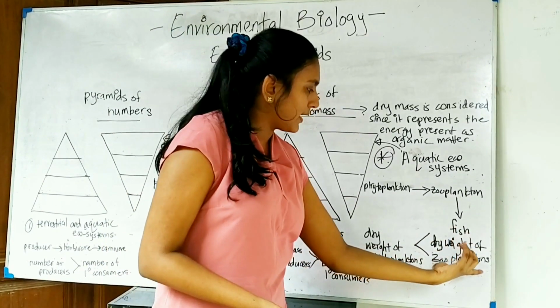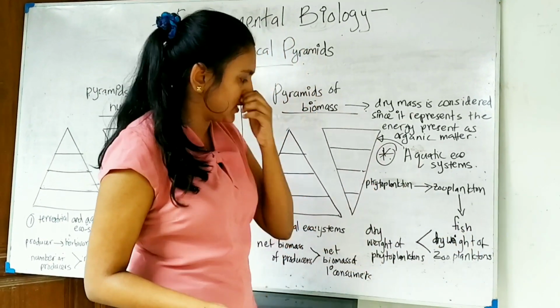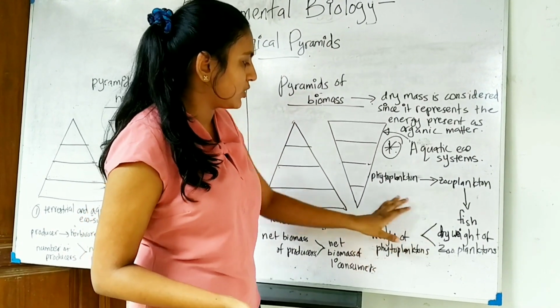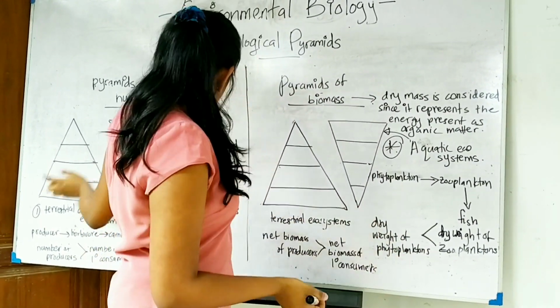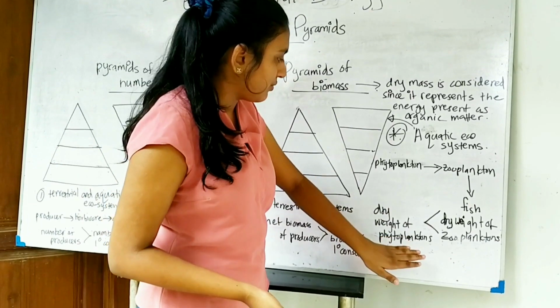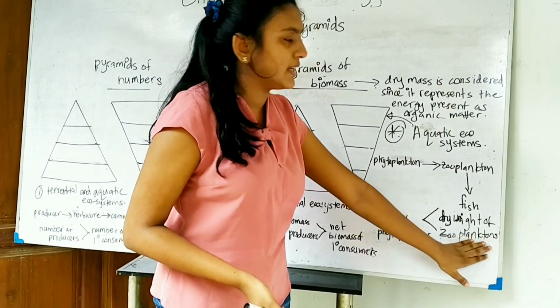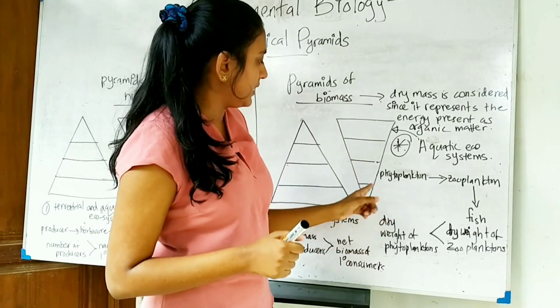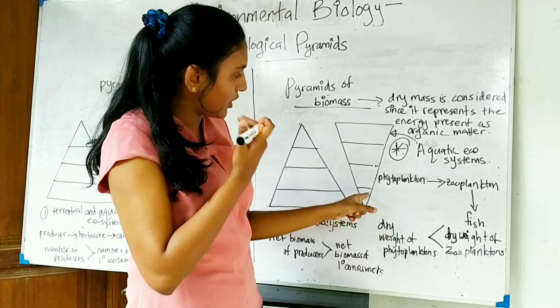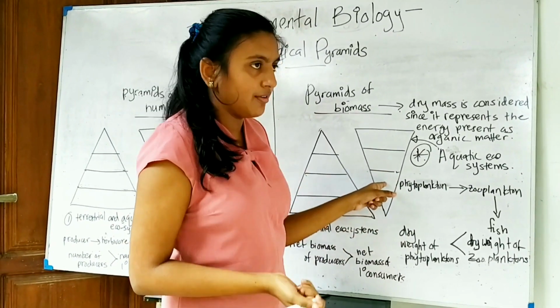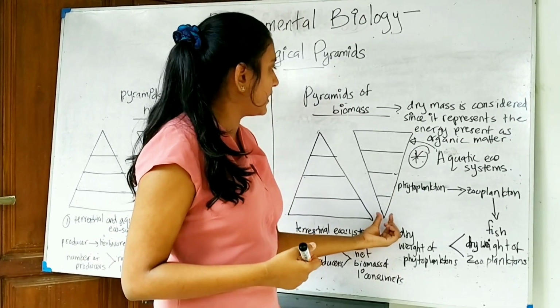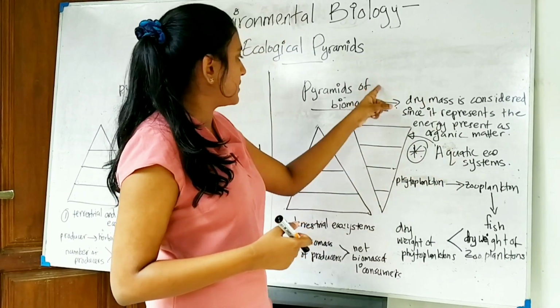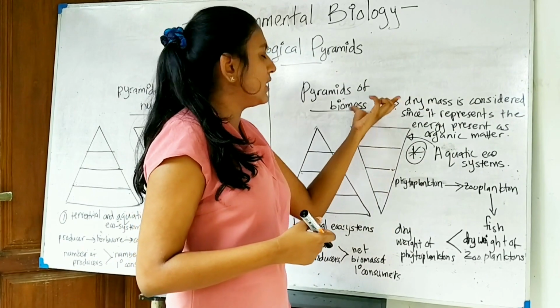When we consider zooplankton, they are also small creatures, and we know that although the number of phytoplankton is greater, the dry weight of phytoplankton will definitely be less than the dry weight of zooplankton. So in that case, definitely the first level has a lesser biomass than the second level. Therefore, in aquatic ecosystems, pyramids of biomass take an inverted shape.